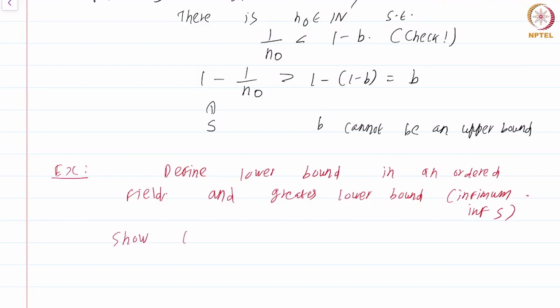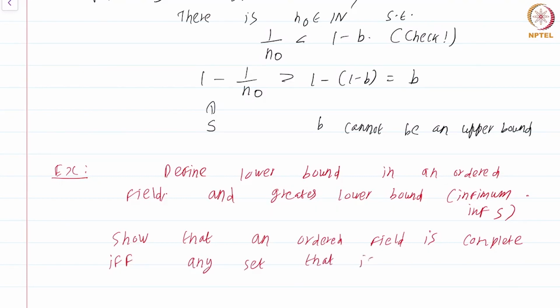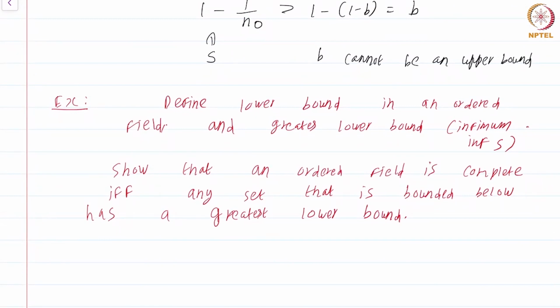Show that an ordered field is complete if and only if any set that is bounded below has a greatest lower bound. Okay, so do this exercise. You will have to define what lower bound is. You have to define what bounded below is. You will have to define what infimum is. Show that completeness is the same. You can reformulate completeness in terms of lower bounds instead of upper bounds.